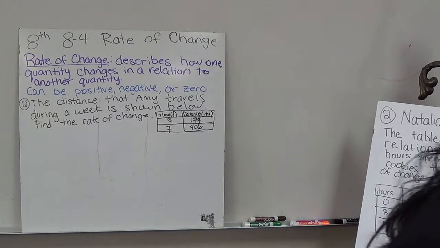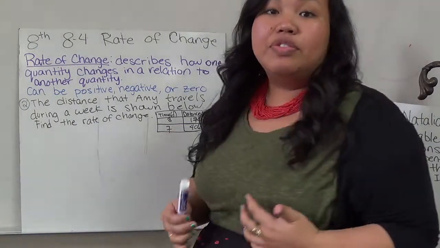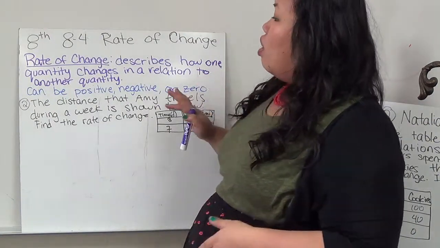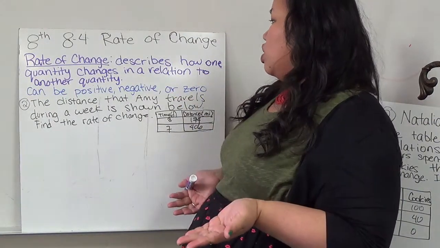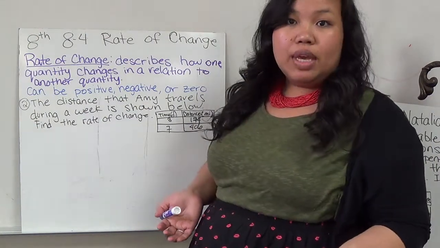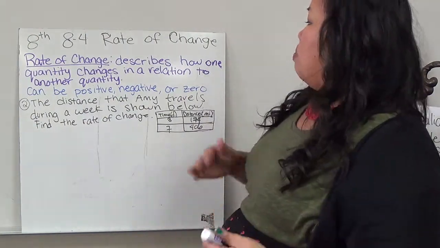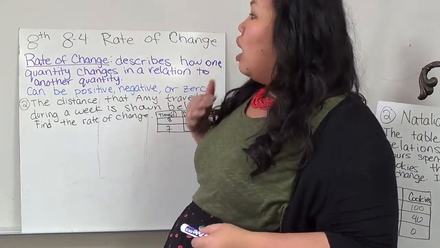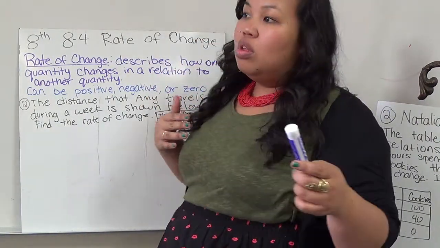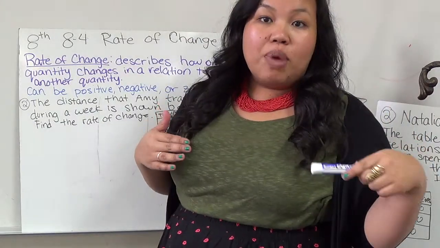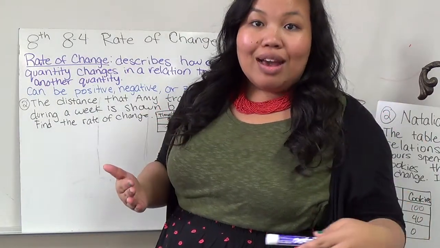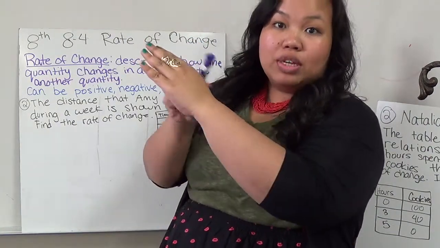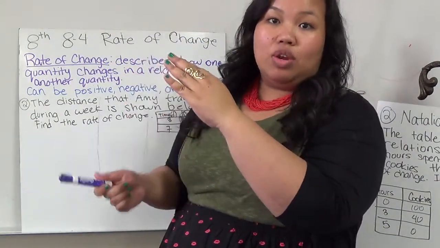In 8th grade, section 8.4, we're dealing with rate of change. So basically what we're going to do is describe how a quantity changes in relation to another quantity. Okay? So it can be positive, negative, or zero. For example, the more miles I travel, the more gas I spend. So it's a positive. As one increases, the other increases.